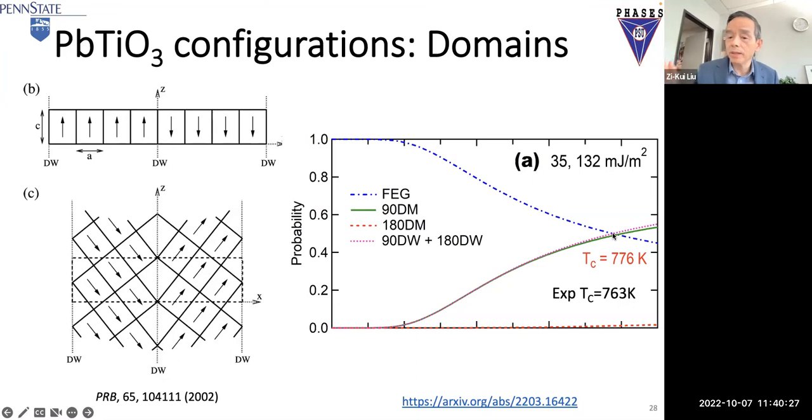This gives two indications. One is that these different configurations probably have very similar entropy, so it doesn't affect the probability if you add entropy. Secondly, if we add entropy, that's what we can work on, they may give you almost the exact prediction. Okay, so that's what we're working on now.